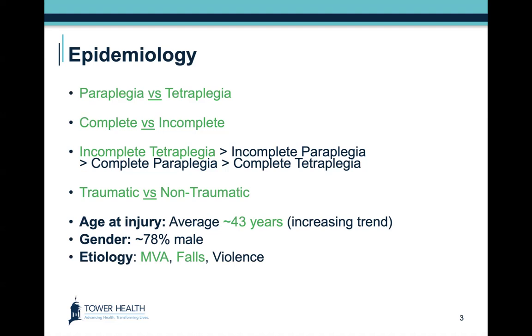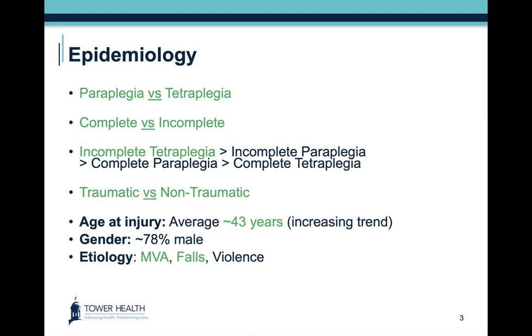And you have this notion of complete versus incomplete injuries. A complete injury relates to whatever your level of injury is. So let's say you have a T4 spinal cord injury. If you're a complete T4, you have no motor and no sensory function below the T4 dermatome. Whereas if you're an incomplete spinal cord injury at T4, that means you have some degree of either motor or sensory preservation below that level of injury.